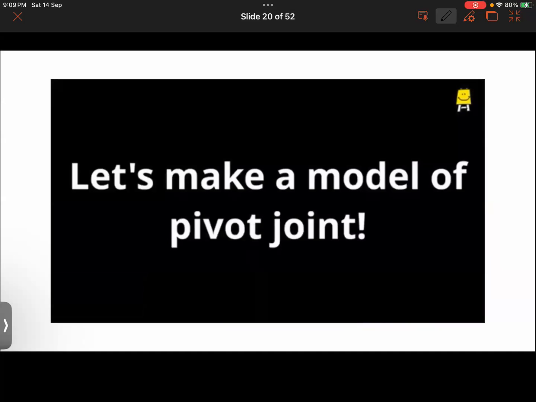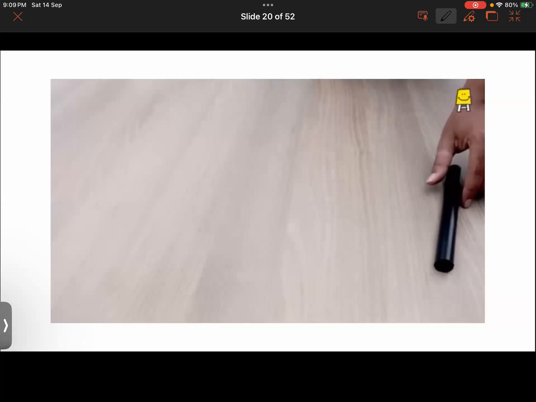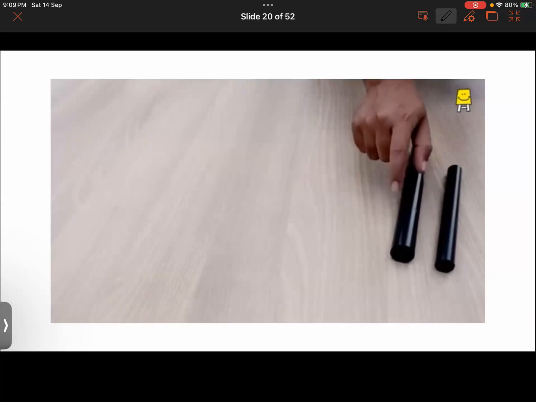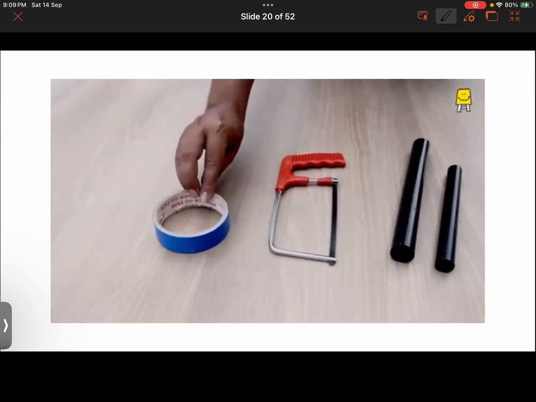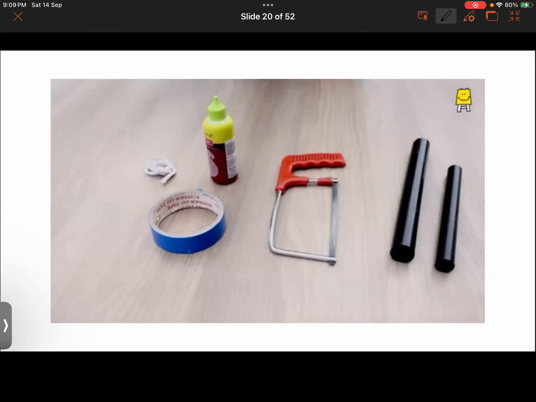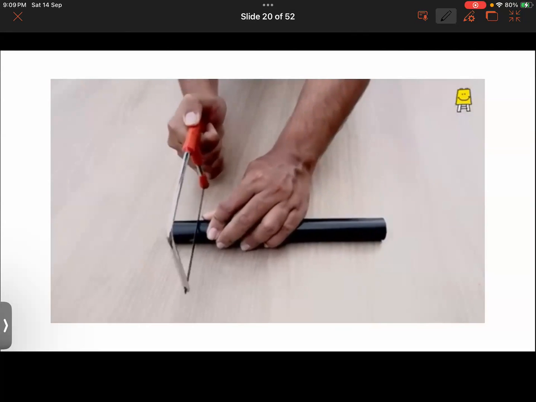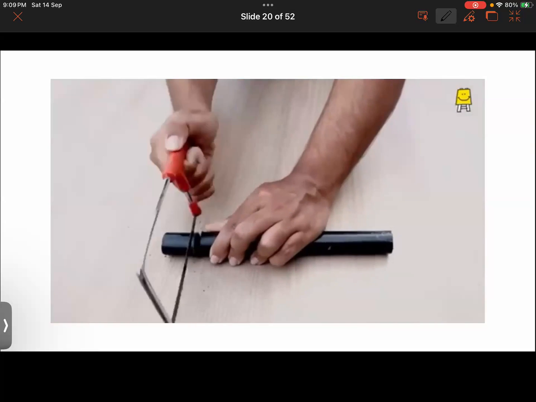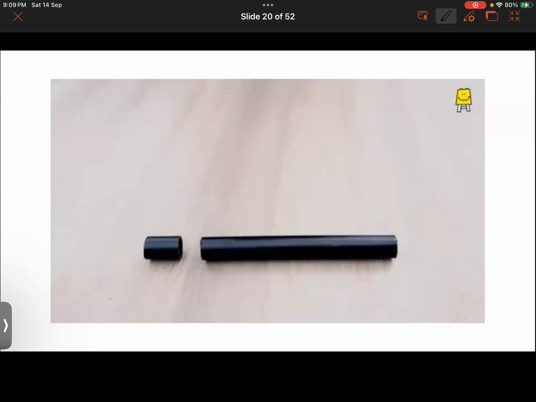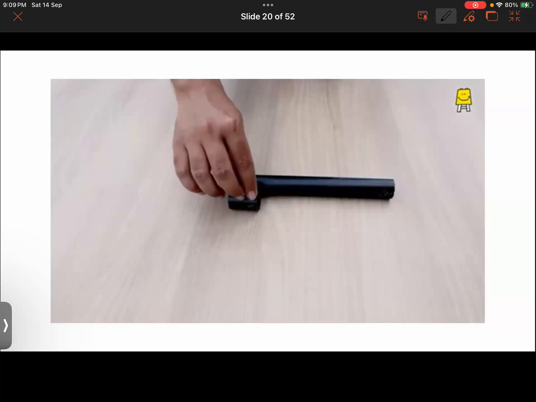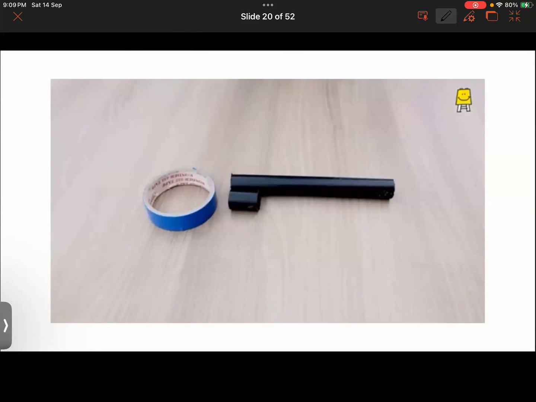Let's see how to make a model of this joint. You will need two plastic or PVC pipes, one bigger than the other, cutter, tape, glue, thread and scissors. Cut off a small piece of the bigger pipe. The cut off piece should be roughly of this size. Let's call this A and B. Tape B to A as shown.